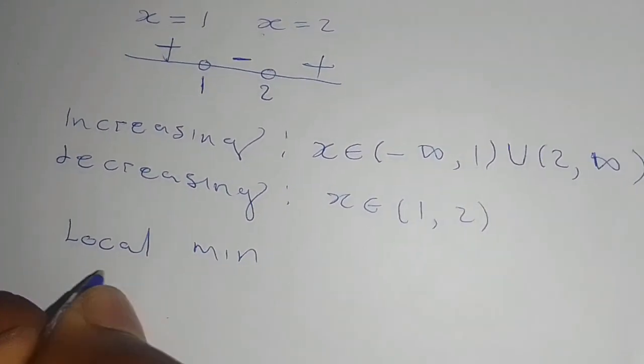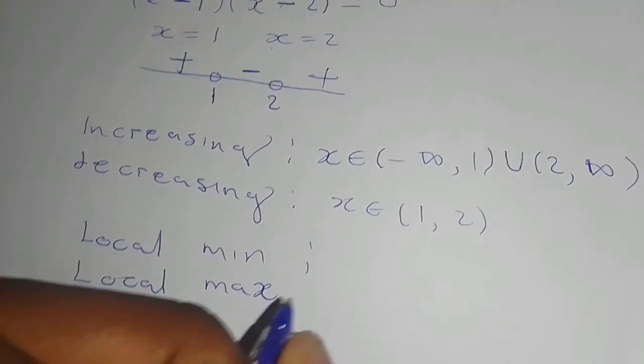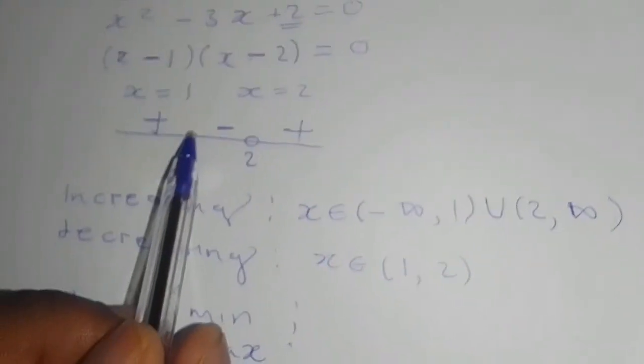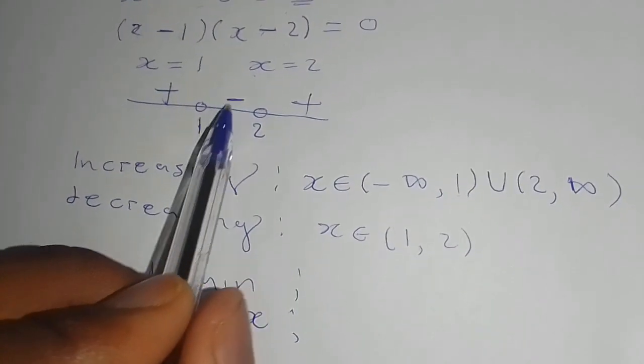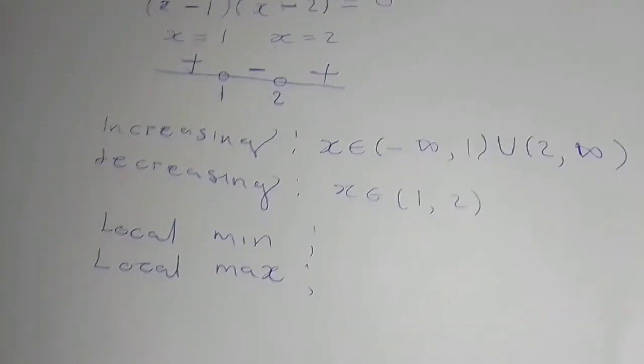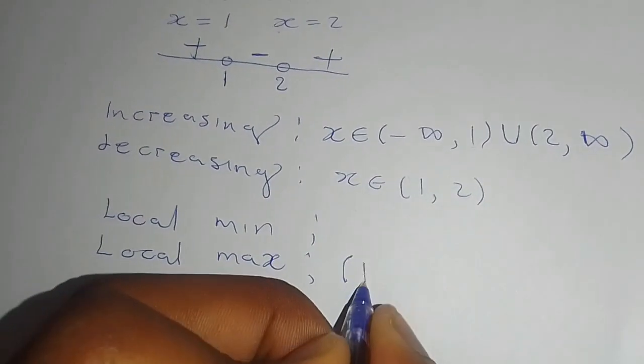Local minimum and local maximum. Notice that here this graph increases to a peak, and then it slopes downward. That means that here we'll have a local maximum. When the gradient goes from being positive to negative, you basically have a local maximum. So we expect a maximum to have an x coordinate of 1.